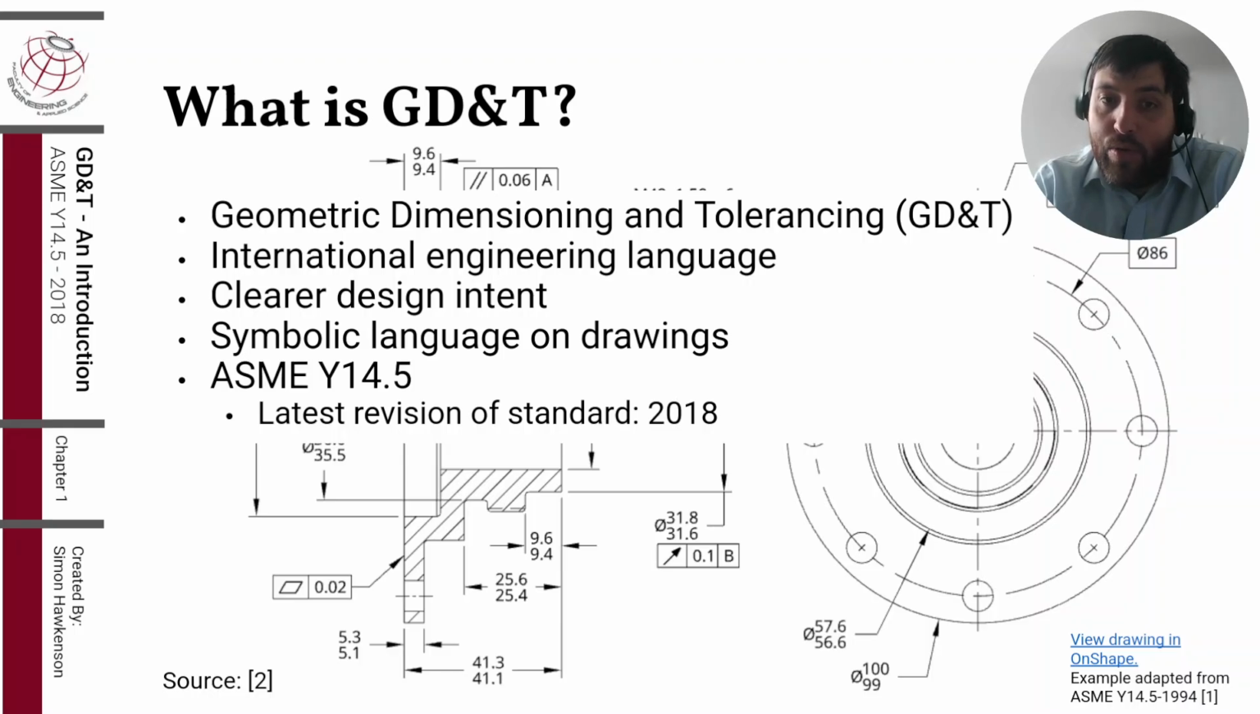There are two competing standards for geometric dimensioning and tolerancing: the ISO GPS set of standards, which are primarily used in Europe, and ASME Y14.5, which is the standard primarily used in North America. I'm in North America, and my experience is entirely in North America, so I will be focusing on ASME Y14.5 and specifically the 2018 revision of the standard.